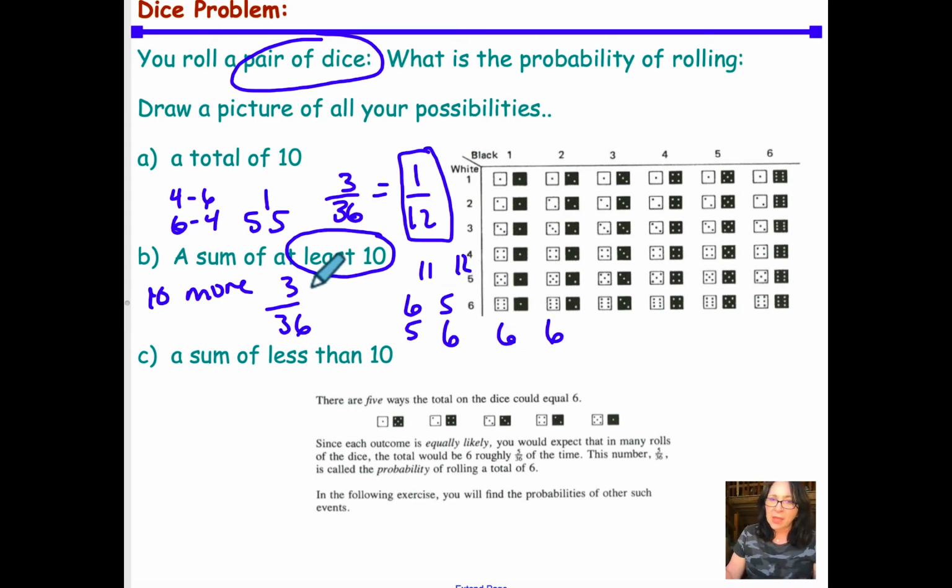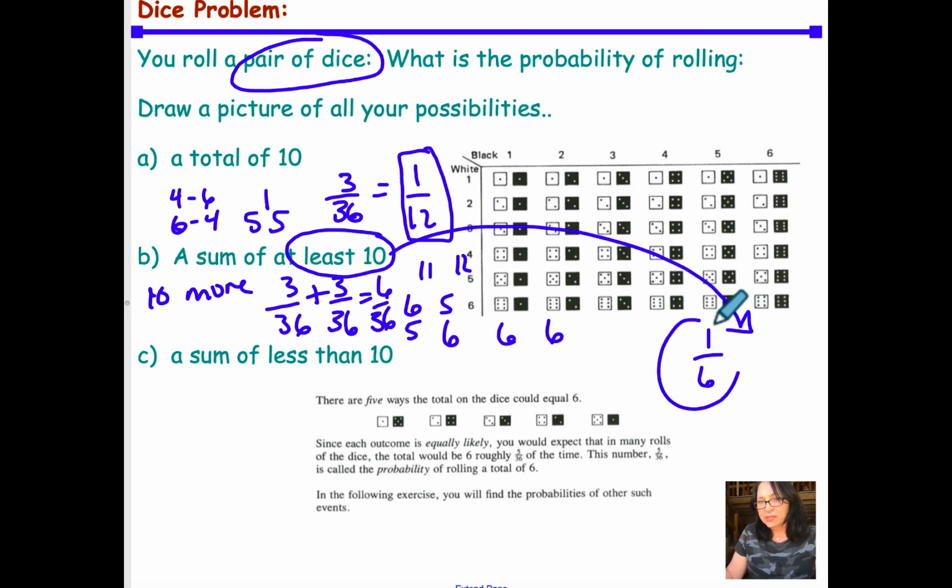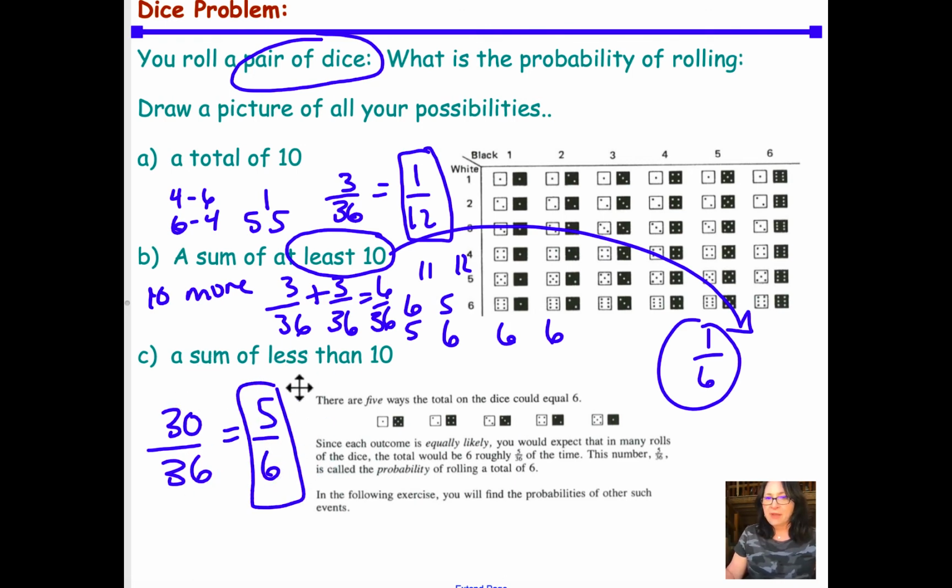And so that's another 3 opportunities. So that's going to make 3 out of 36 plus another 3 chances. And that's going to be 6 out of 36, so the probability of getting at least a 10 is going to be 6 out of 36. So that's 1 out of 6. And then to get a sum less than 10, right? Think about it. If you have a sum of at least 10 or more, that's 6. So then all the rest of them, which is less, would be 30 out of 36. And so reducing by 6 would give me 5 out of 6. So 5 out of 6 chances.